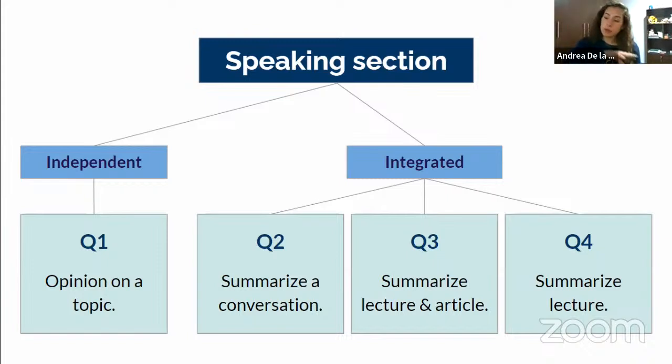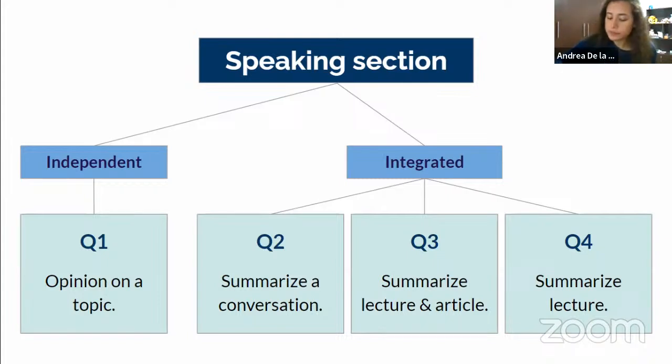So the independent is about yourself. You just talk about your opinion, but the integrated ones require you to summarize something. So it's more objective. You are not allowed to give your opinions in the integrated ones, but you just have to focus on summarizing the content that they give. Okay, guys? So, is that okay so far? Do you guys have any questions about this? No questions?